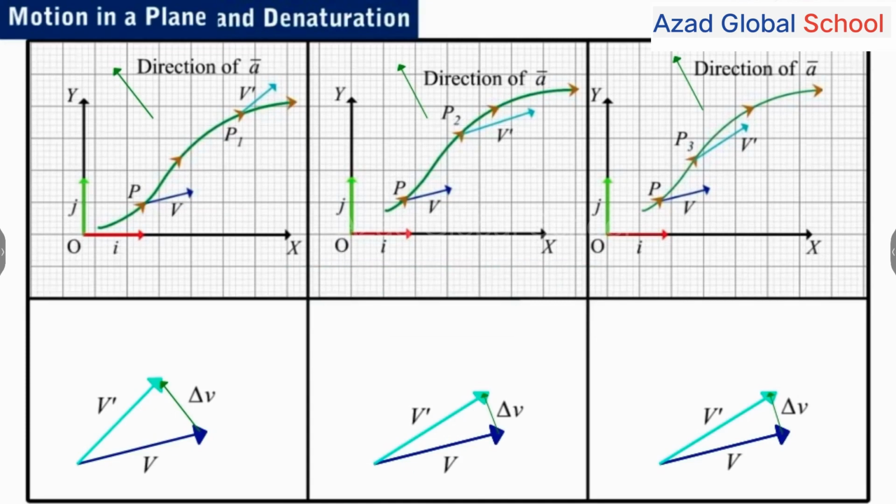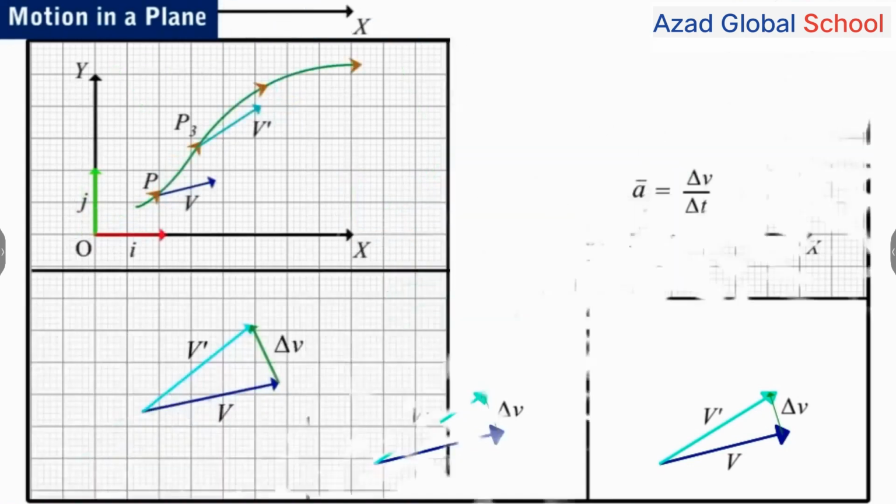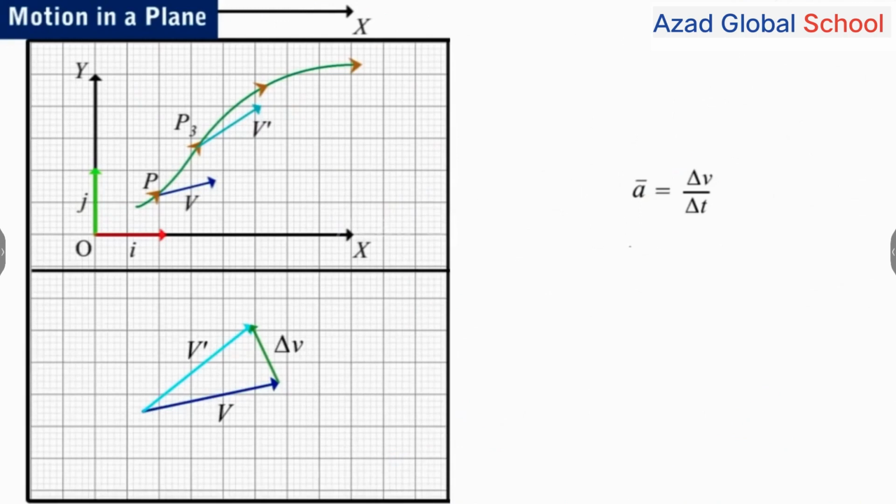As you learned earlier, average acceleration, a bar, is equal to delta v by delta t. In the limiting condition, as delta t approaches 0, a bar becomes a, which is equal to dv by dt.